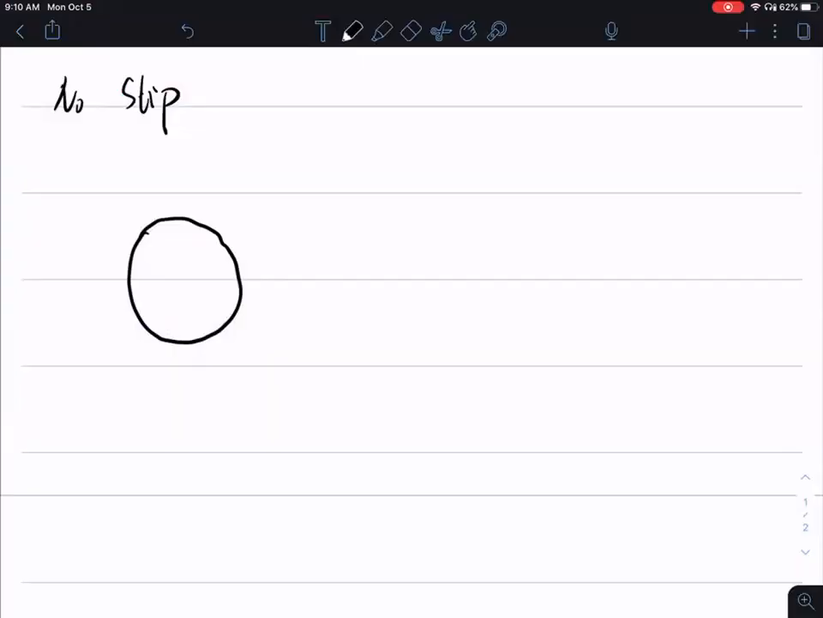Okay, so the no slip problem has two different cases. Case one is when you have a wheel rotating on a fixed surface. So that's case one. For case one, we know that we have a special point, point C. Now we know that point is called the instant center. But when we first learned that, we didn't know that point is called the instant center.